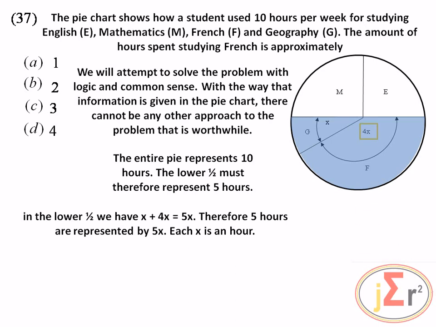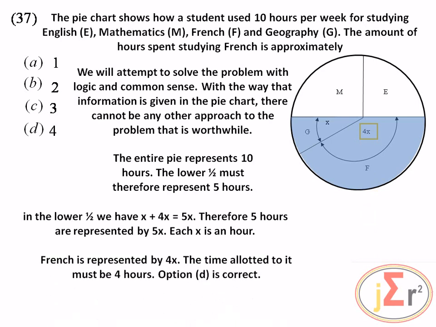So we have 4 right there, so we have 4 hours. French is represented by 4x. The time allotted to it must be 4 hours. Why? Because we have already established that each hour is represented by x. Option D is correct.